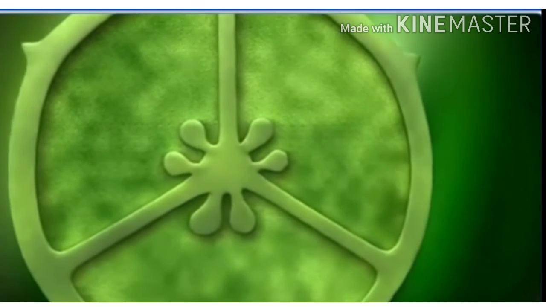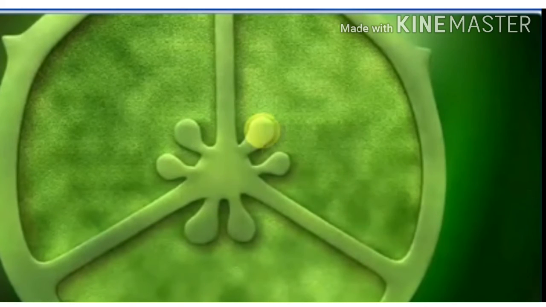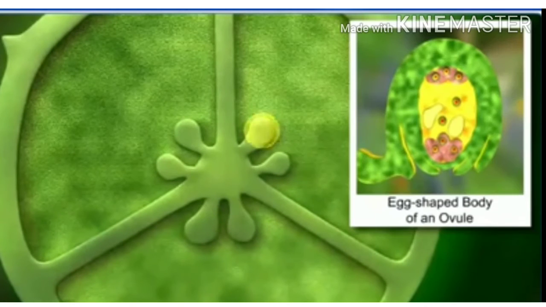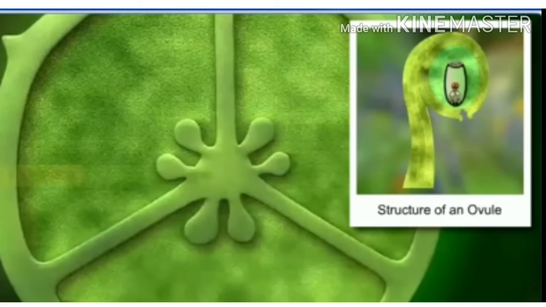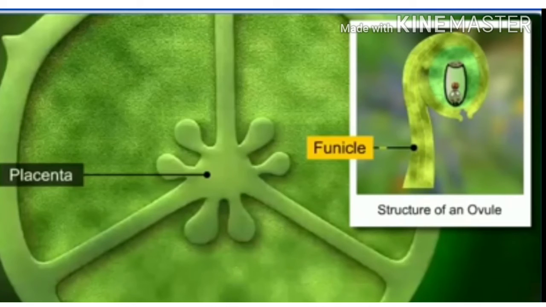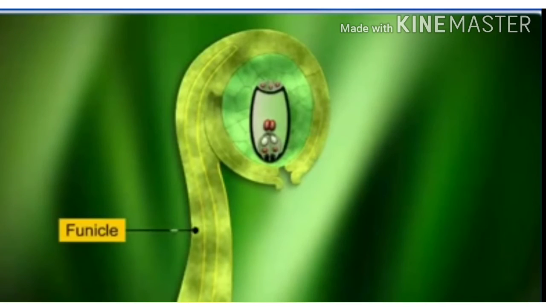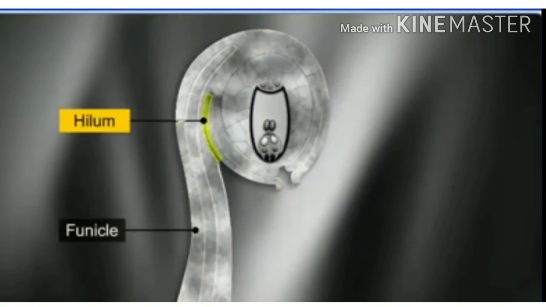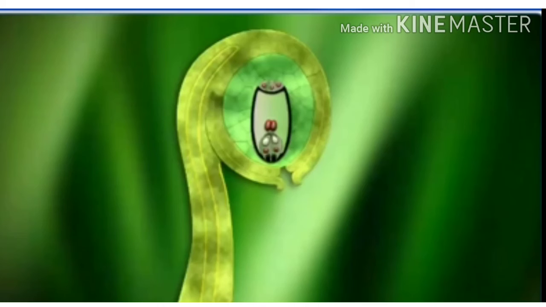Ovule is a small structure attached to the placenta by means of a stalk called the funicle. So this is the ovule, and the stalk is called the funicle. The body of the ovule fuses with the funicle in the region called hilum. So hilum is the junction between ovule and funicle.